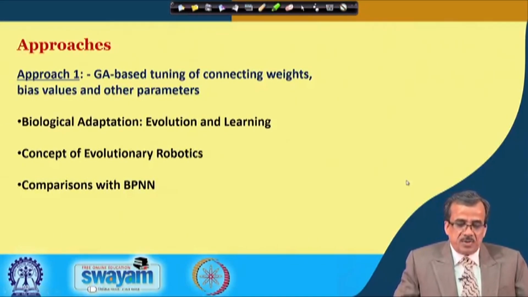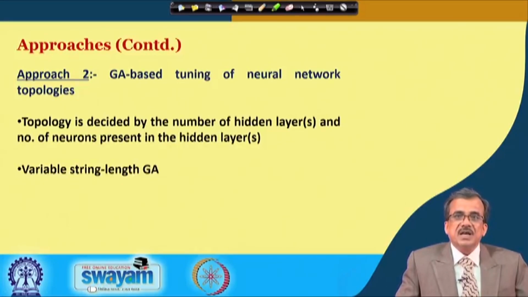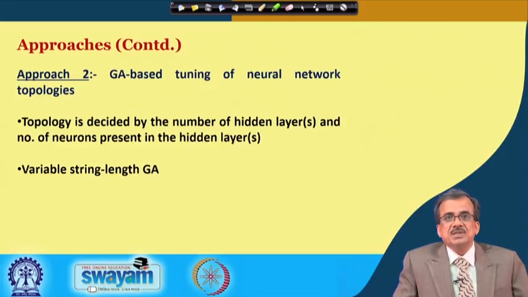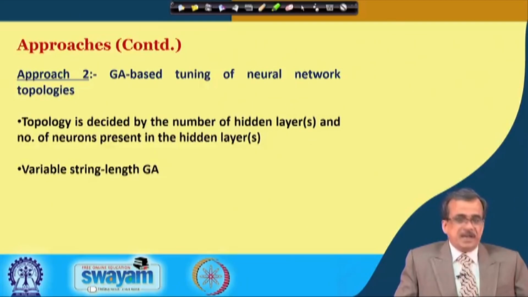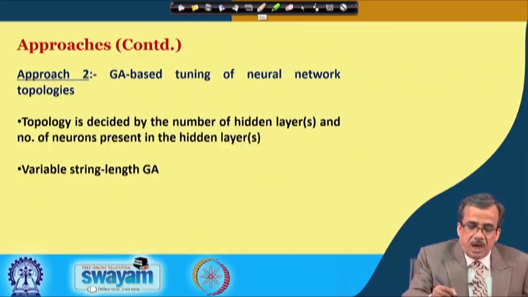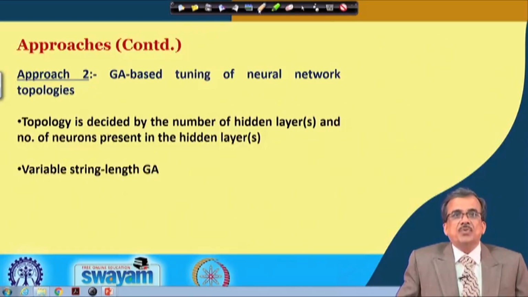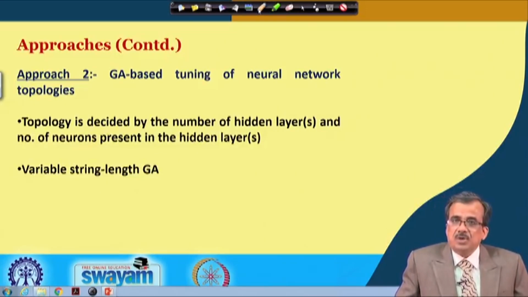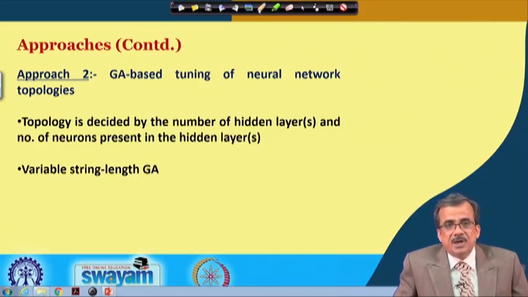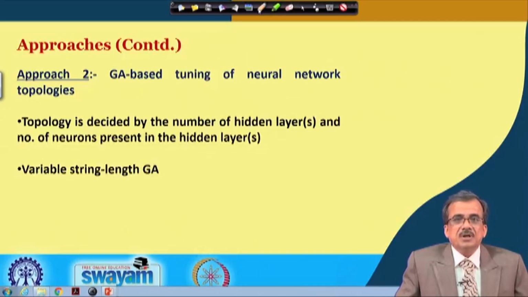Now, let us try to concentrate on approach 1. Approach 1 we have already discussed, and after some time I am going to discuss some numerical examples also. And let me concentrate a little bit on the principle of approach 2. In approach 2, we generally go for the genetic algorithm based tuning of the neural network topology.